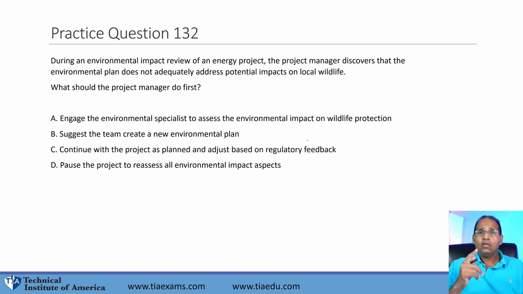making C the best answer. Question 132. During an environmental impact review of an energy project, the project manager discovers that the environmental plan does not adequately address potential impacts on local wildlife. What should the PM do? Encourage the environmental specialist to assess the environmental impact on wildlife protection, suggest the team create a new environmental plan, continue with the project as planned and just base it on regulatory feedback, pause the project to reassess all environmental impact aspects. What should you do first?